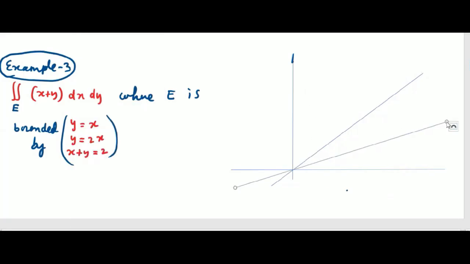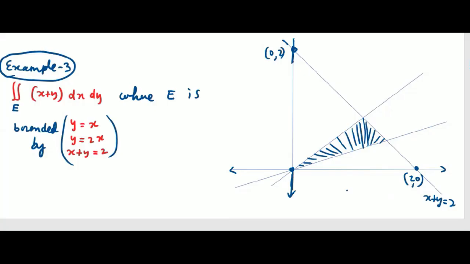So the lower one is y equals x, right? And x plus y equals 2, this one, right? This point is 2, this point is (0, 2). Now it is bounded by these 3 actually. We have no reference to any axis here. So tell me how to do it. Tell me the area first of all. Do you agree with this, bounded by this, the triangle? Then you set the limits.